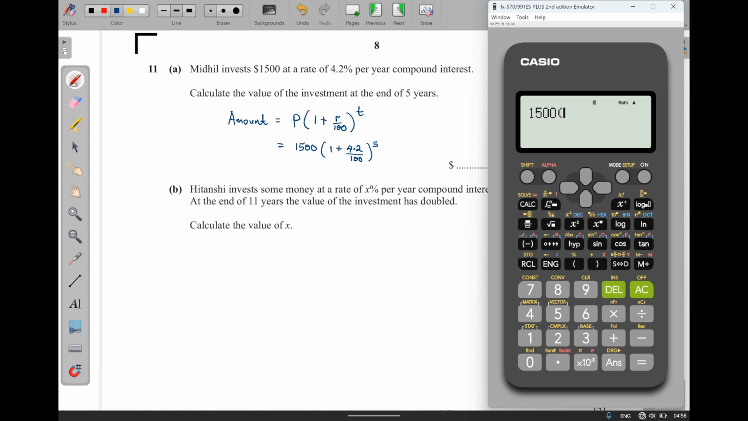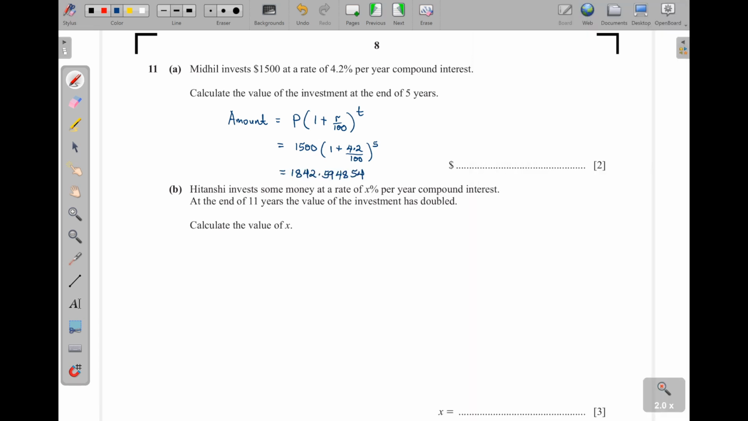1500 into 1 plus 4.2 out of 100, then power 5. That is 1842. Then I can write this one as 1842.59. That is to the nearest cent. In other words, this is $1,842.59.